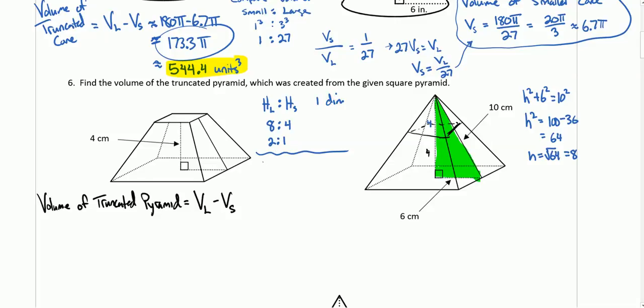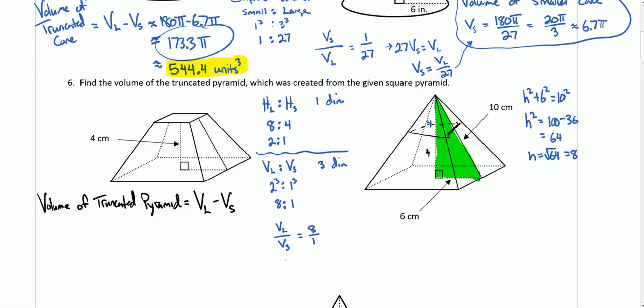If we compare the volumes, we don't know them yet, but the volume of the larger compared to the volume of the smaller, which is three-dimensional, so we're going to cube those. We take 2 to the third power and 1 to the third power, so that's 8 to 1. So the volume of the larger divided by the volume of the smaller is going to be 8 to 1.